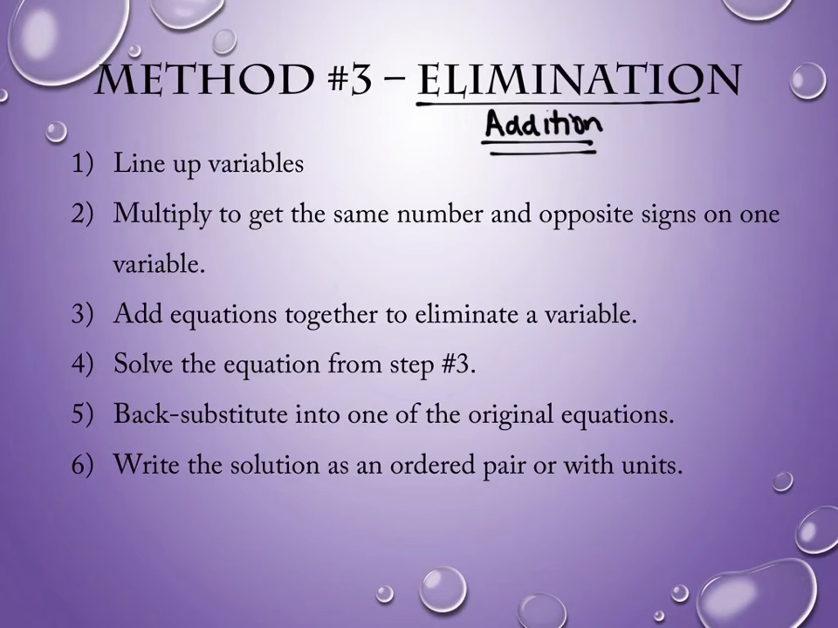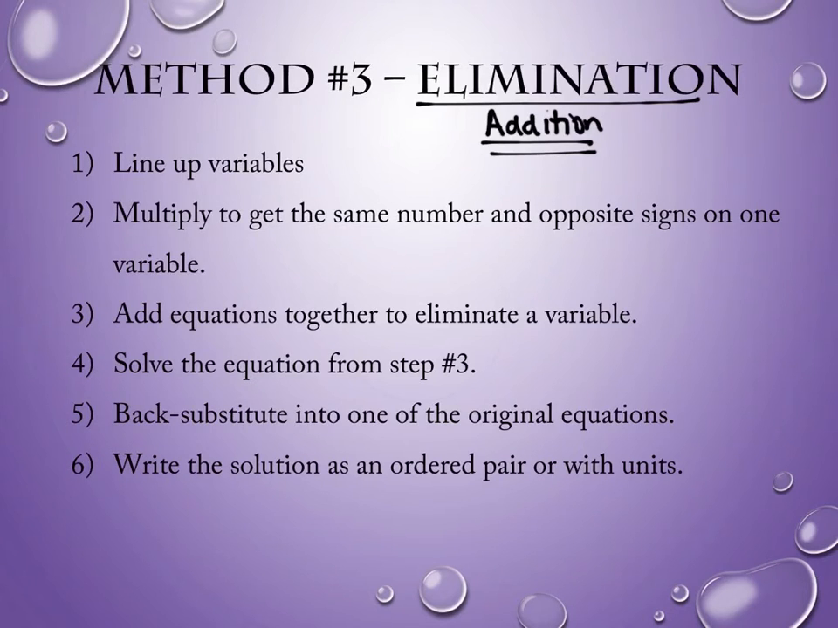So what you do is you line up the variables, right? So it goes x's, y's, constants, standard form. You multiply one or both equations to get the same number and opposite signs on one variable. So like you want one of them to say 5 and the other one to say negative 5. You want one of them to say 8 and the other one to say negative 8. One of them to say 1, the other one to say negative 1. Same number, opposite signs.